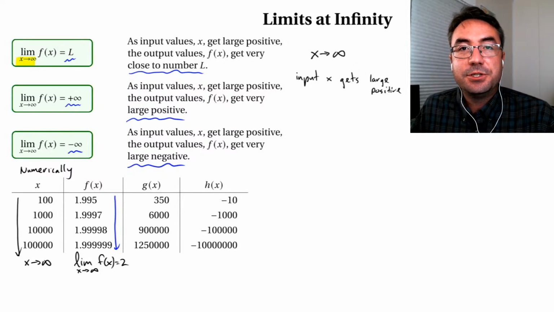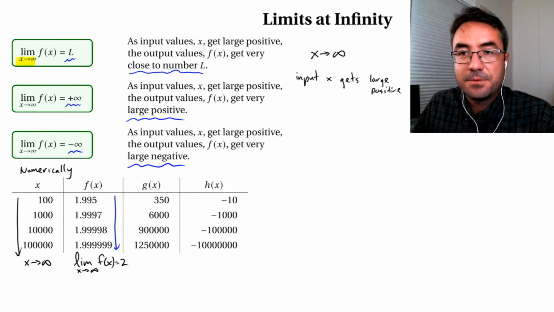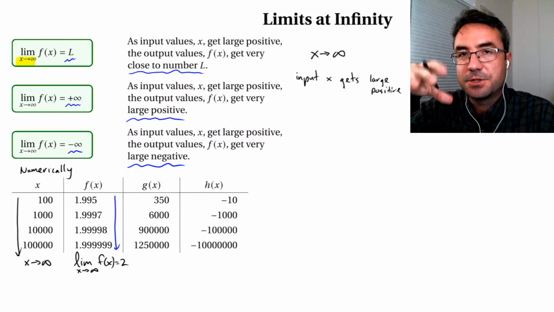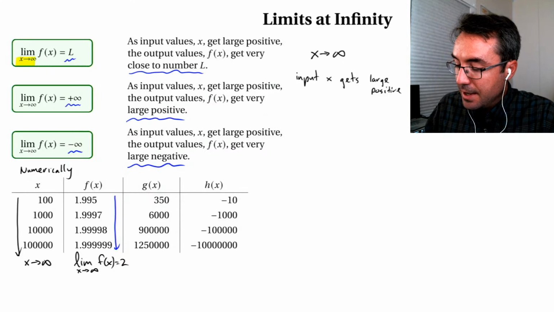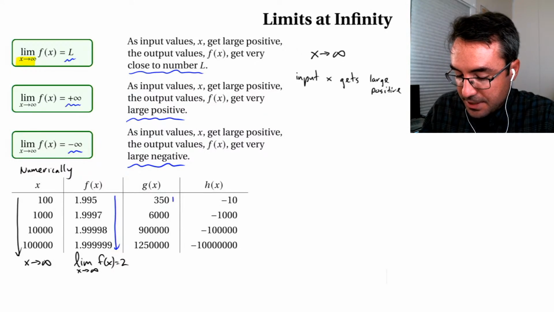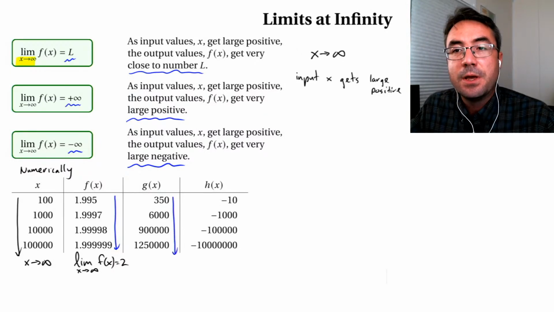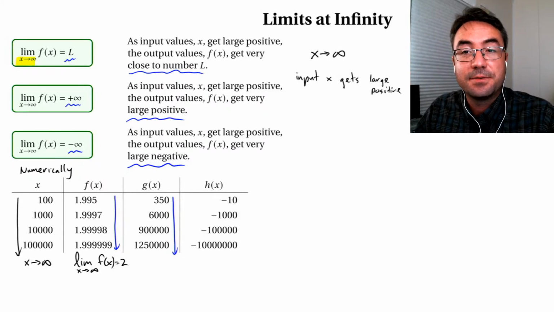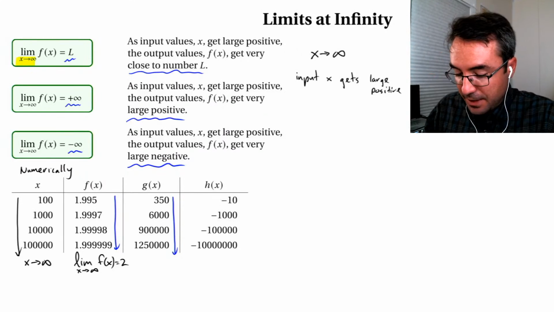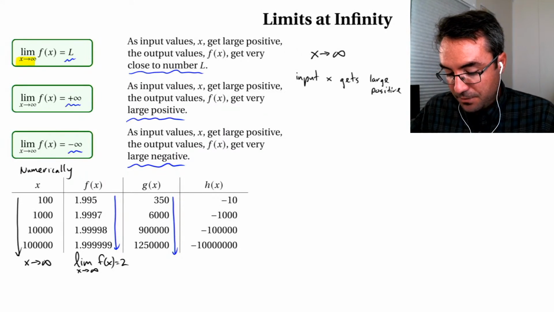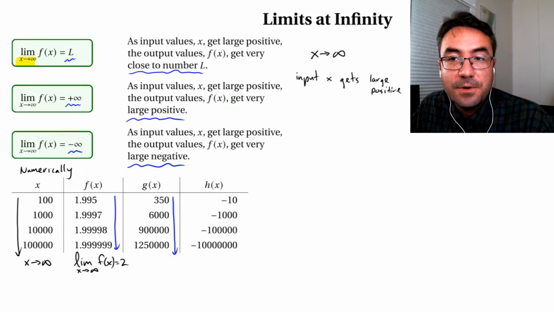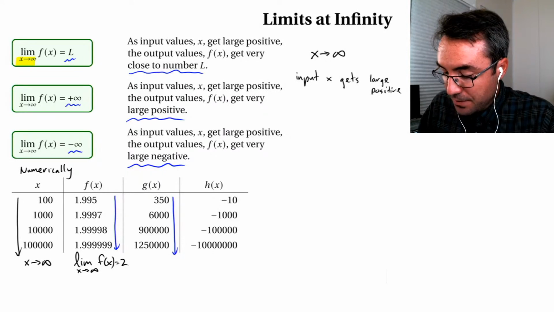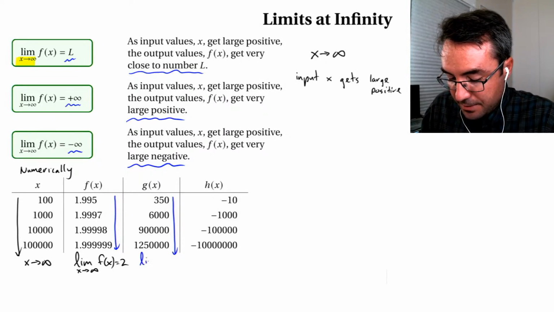Now, if we look at function g of x, some other function, we're taking those same input values and just plugging them into some other function now. And as we read down the list, what's happening to function g of x? Well, it looks like those output values are getting larger and larger positive. And so as we read down the list, the very last one, the output value is 1,250,000. So in this case, numerically, this is where the limit of our function is equal to positive infinity.